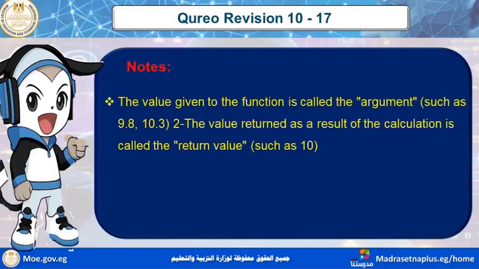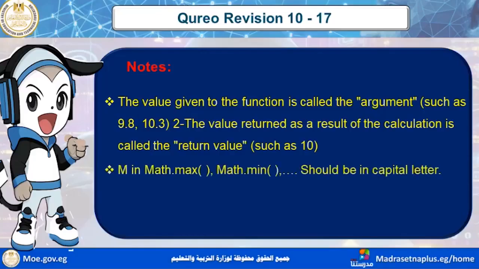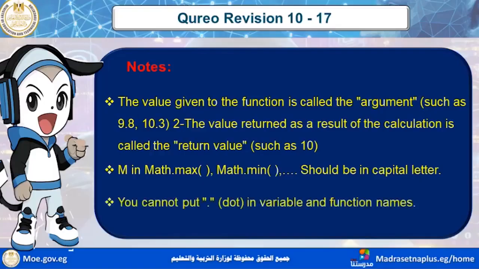Here, the value given to the function is called an argument, such as 9.8, 10.3. The value returned as a result of calculation is called the return value. Now, the M in Math.max and Math.min should be in capital letters because they are functions. You cannot put a semicolon or dot in a variable and function name.